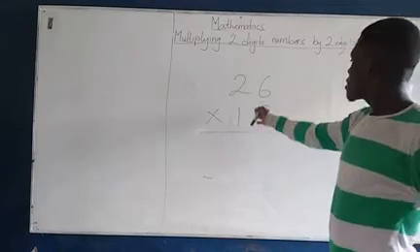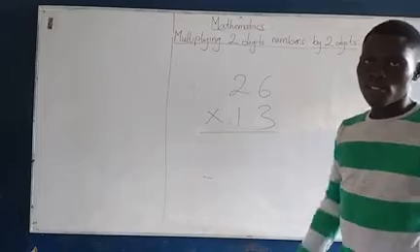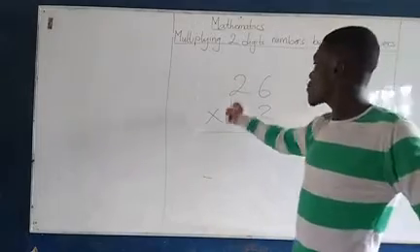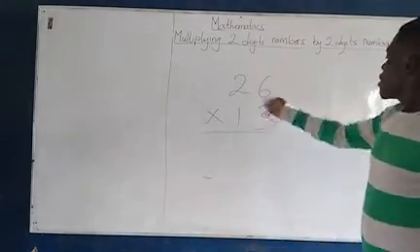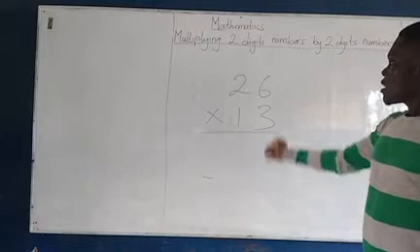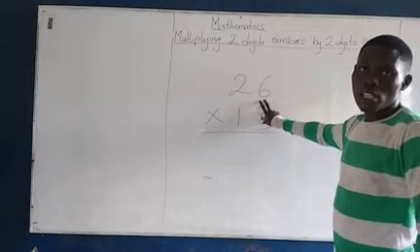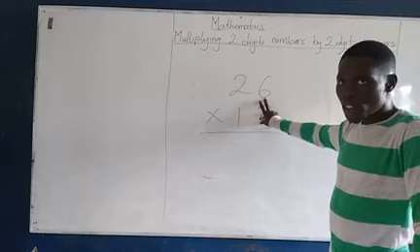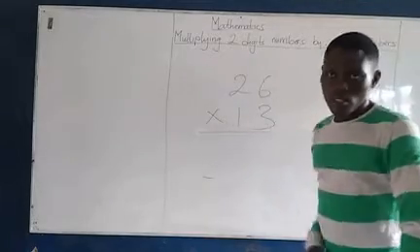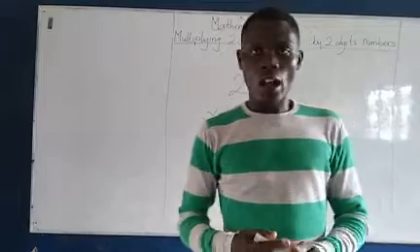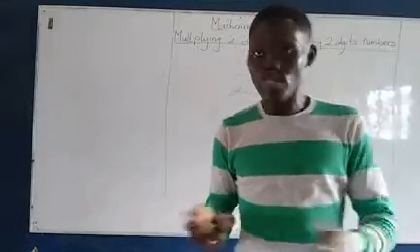Now, it says 26 multiplied by what? 13. Or 13 multiplied by 26 is the same thing. Good. Look here. As I said earlier, we are going to start from the 3, which is at the what? The ones place. Now, when you multiply 3 by 6, I hope you all know the answer. 3 times 6, 18. Very good.